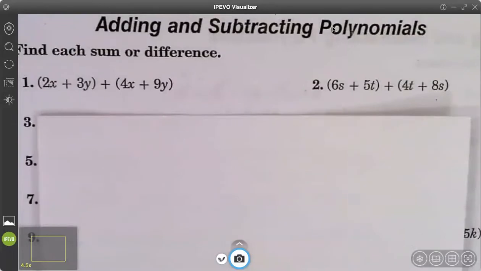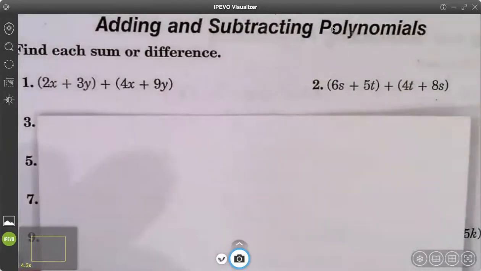Number 1 is a binomial plus a binomial, but that really doesn't matter. The parentheses don't matter on this one. Everything is positive, everything is plus signs. You just combine like terms and write your answer in standard form. Try number 1.